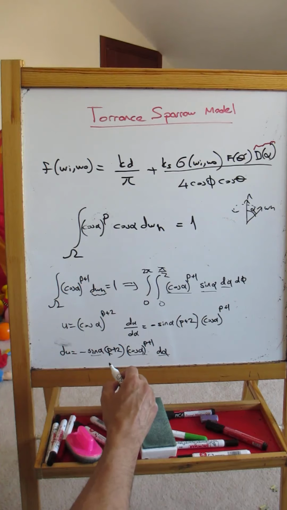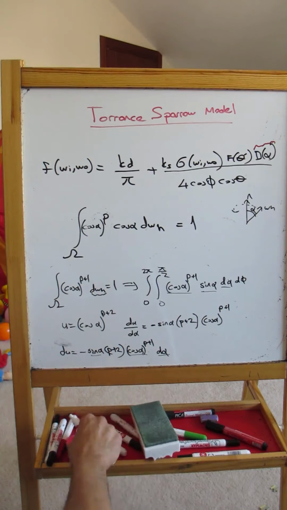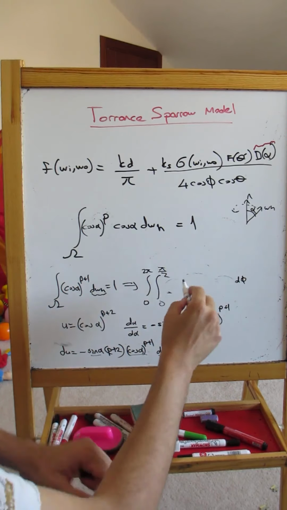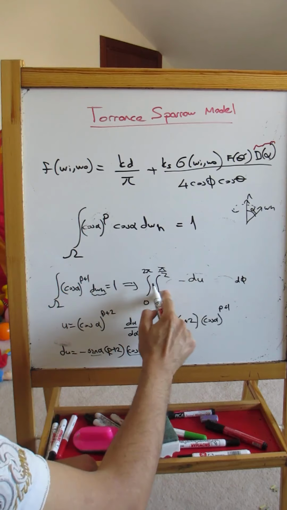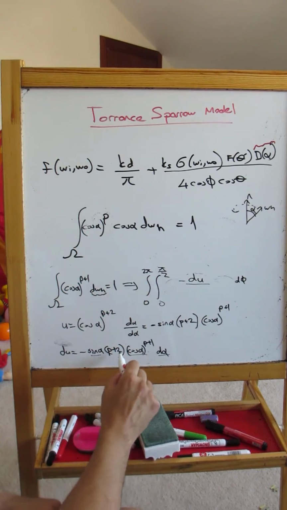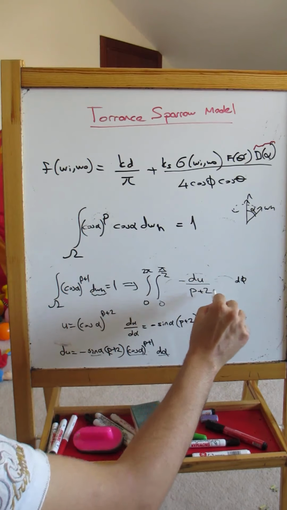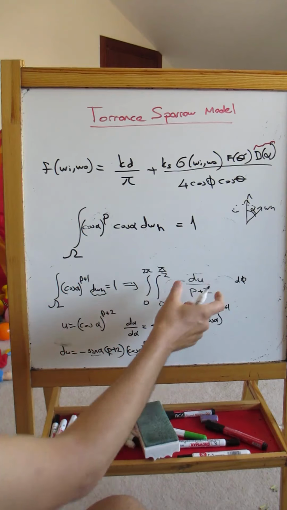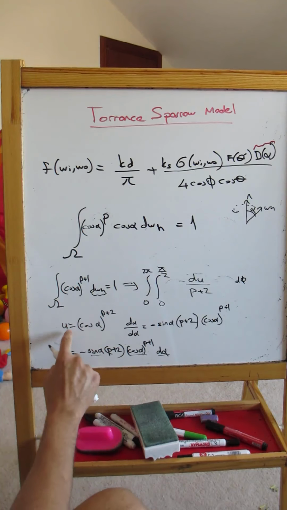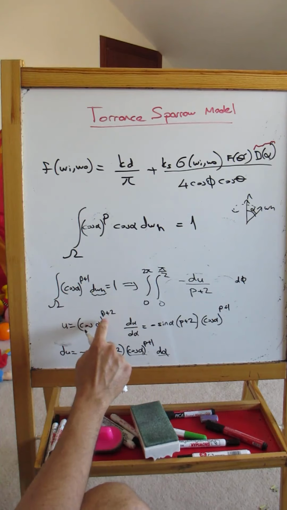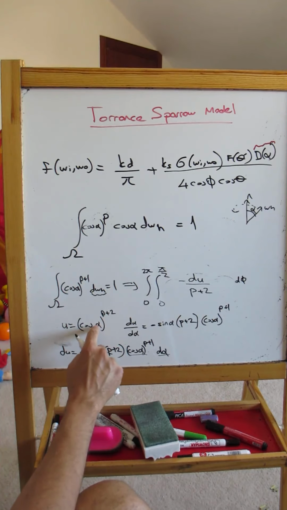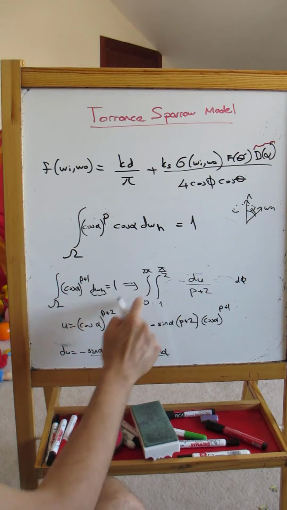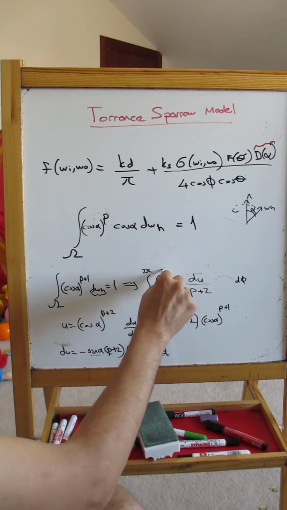We can write here, I can remove these things and write instead of them minus du divided by p plus 2. Okay, so from this relationship I could replace it with that, but we said u is equal to cos alpha to the power p plus 2. So if you put 0 for alpha, cos 0 is 1, so we are going to have 1 here, and cos pi over 2 is going to be 0.